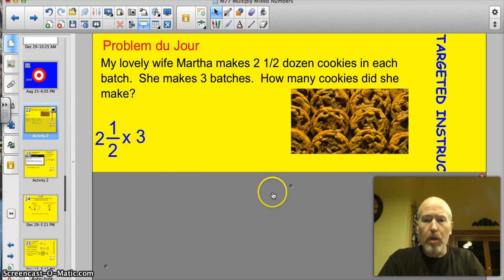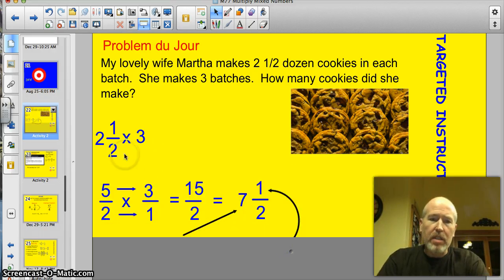Well, you've got 2 1/2 dozen times 3 batches. What do we do? Well, we have to change that mixed number into an improper fraction. So you say 2 times 2 is 4, plus 1 is 5. So 2 1/2 is the same as 5 halves. We'll go over that in a little bit. Then you multiply it by 3, which is 3 over 1. 5 times 3 is 15. 2 times 1 is 2. If you divide that out, you'll get 7 1/2 dozen cookies.